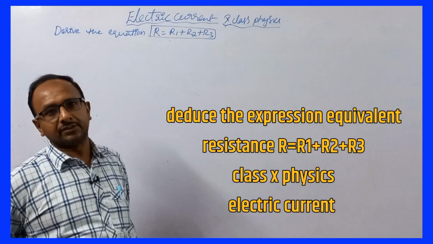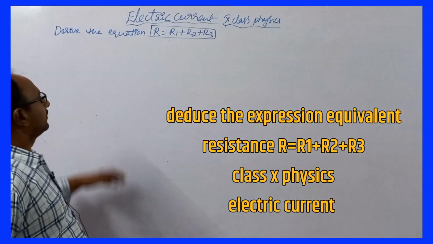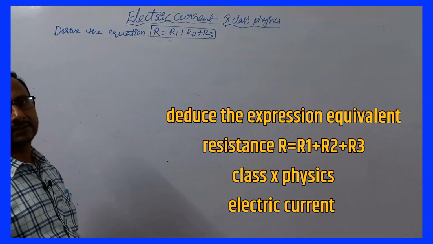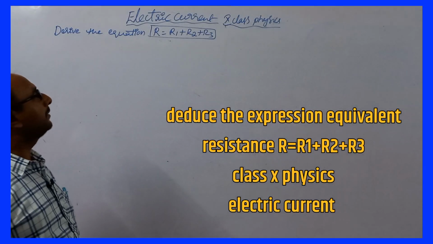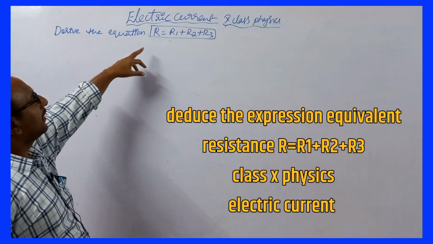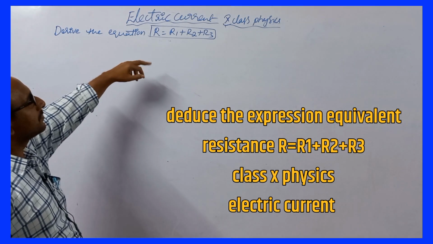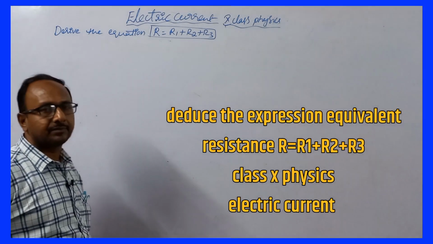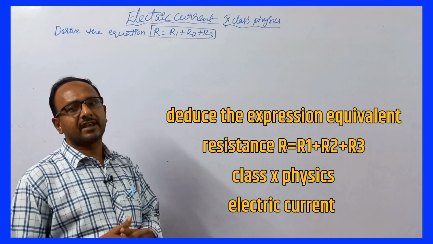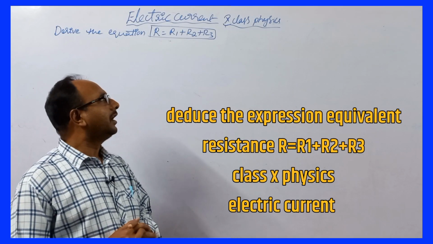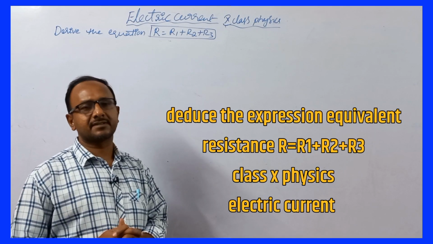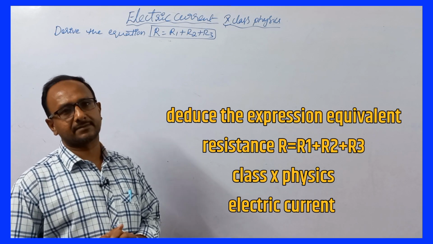Electric current, 10th class physics. Most important question for 4 marks or 8 marks for both states, Telangana and AP. Derive the formula R is equal to R1 plus R2 plus R3. But in the textbook, this question may be given as: deduce the expression for equivalent resistance of three resistors connected in series.